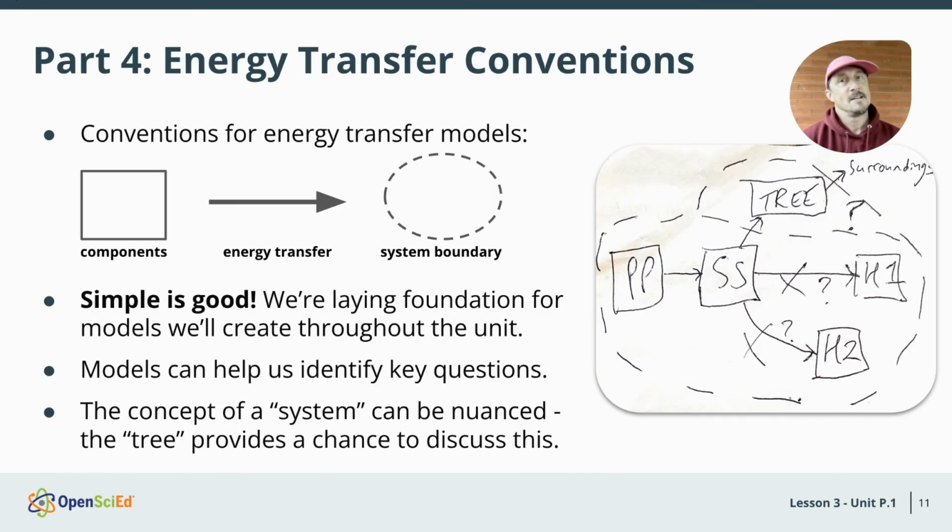These models can help us identify key questions. For example, in this example, we're not quite sure whether house 1 and house 2 get zero energy or just less energy. So we put a question mark on those arrows. And the concept of a system can be rather nuanced. So when we make our first energy transfer model based on the reading at the beginning of day 1, this tree in the story makes for a good place to discuss what is considered in the system versus out of the system. That will pay off later for our broader systems thinking.